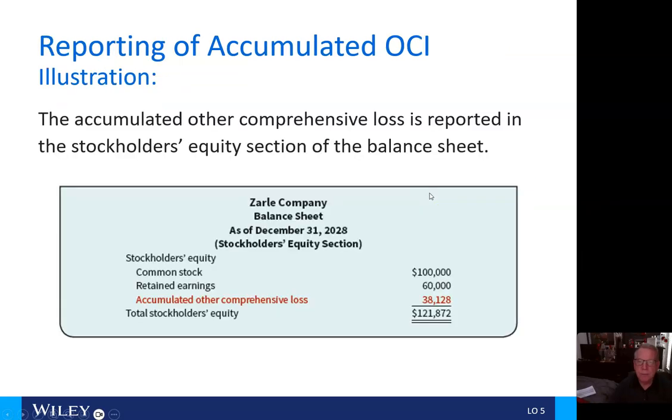Okay. Now, the accumulated other comprehensive loss is reported in stockholders' equity section of the balance sheet. So here, as shown, we have our usual common stock and retained earnings, but now we have that accumulated other comprehensive loss shown here at $38,128 for a total stockholders' equity.